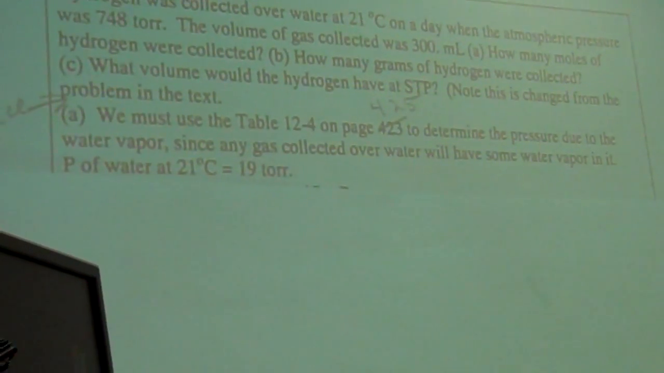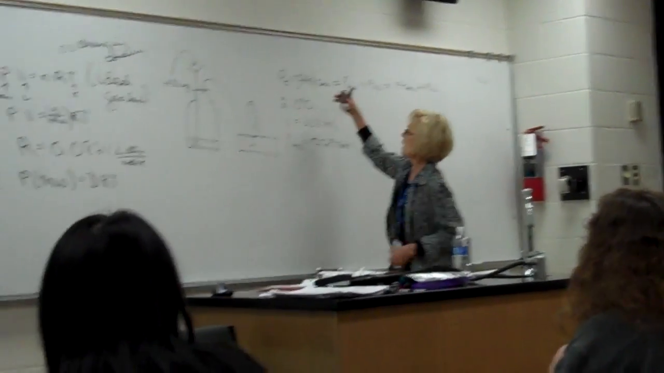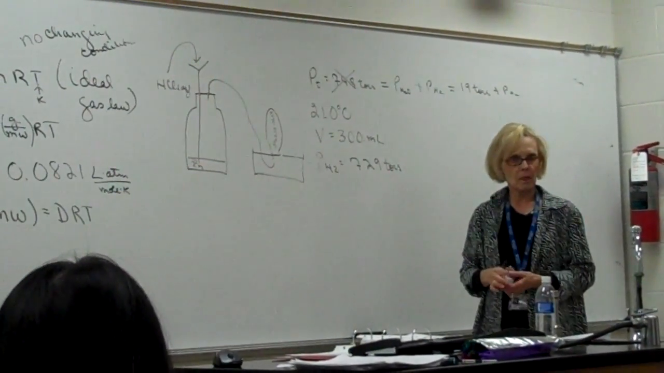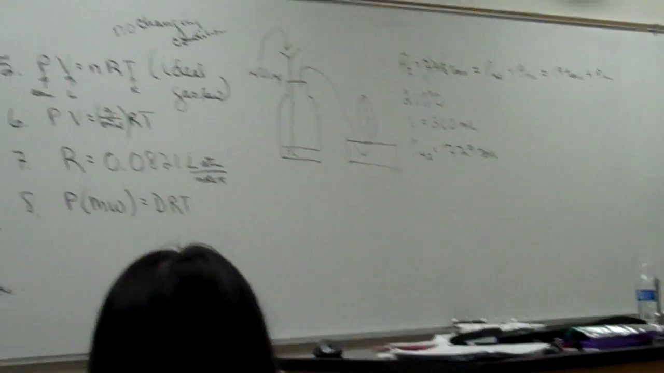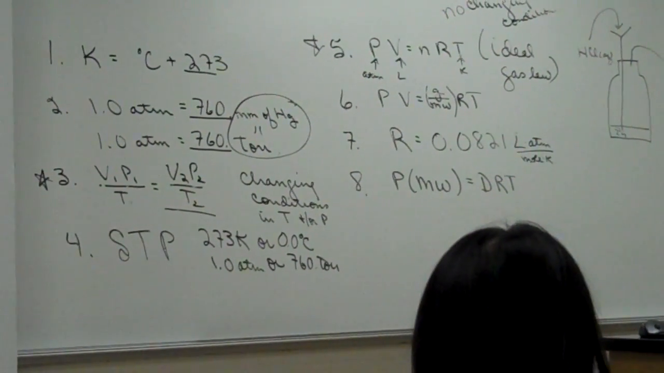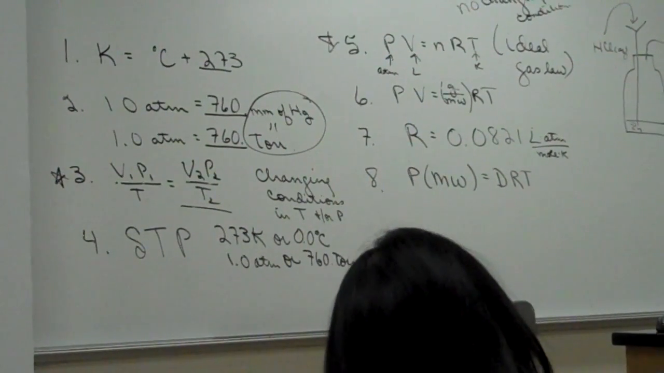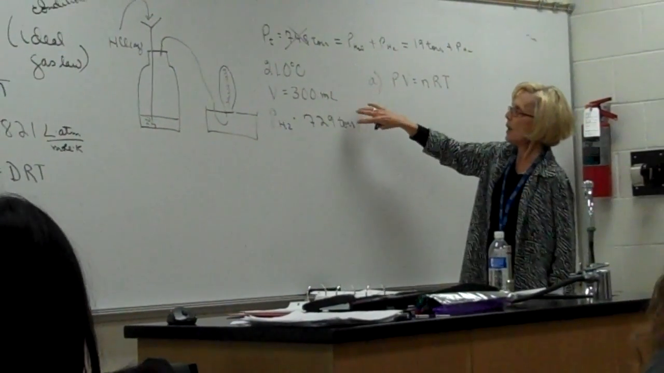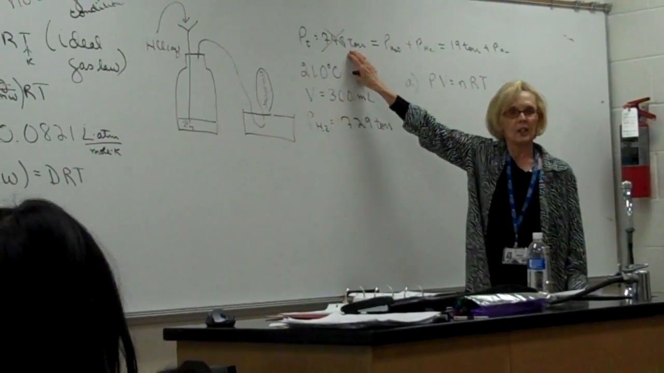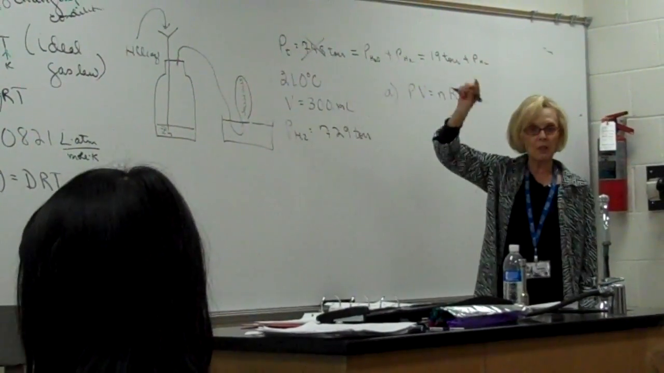So you ask yourself the basic old thing. Do you see changing conditions? No. So we know right away, it's this, it's this, it's this. But there's something missing. So which of these equations do we need to use? They want to know moles of hydrogen. So what's our choice in the rundown there? 5. So we need to do for part A, PV is equal to nRT. Okay, pressure, remember? That's poison. We don't want it because you've got to subtract out the water vapor.